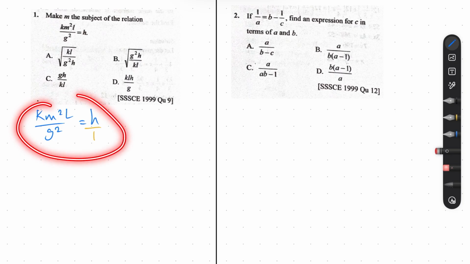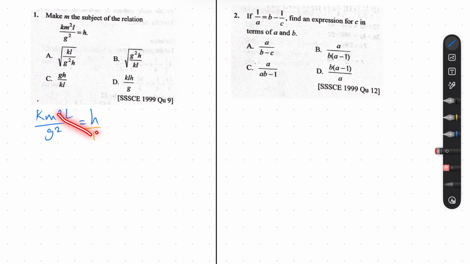So what we can do is we cross multiply. We cross multiply this, and then we have km squared L is equal to g squared h. If you cross multiply, this is what you would get.